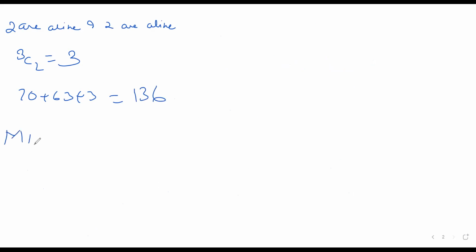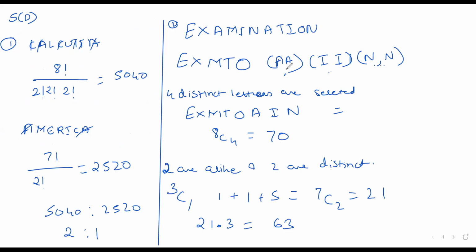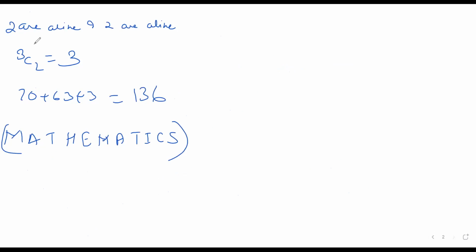ये सेम आंसर आता है अगर आप मैथमेटिक्स में से सिलेक्ट करो. बहुत ही अलग किस्म का सम है ये. Four objects from n objects. See, you can select 4 distinct objects. You can select 2 alike and 2 distinct, and you can select 2 alike and other 2 are also alike.